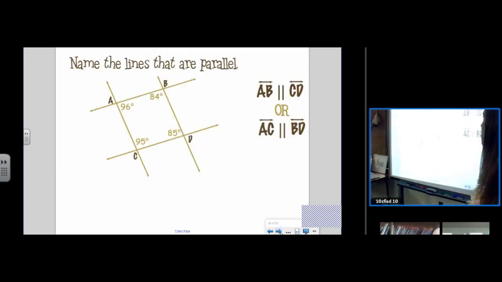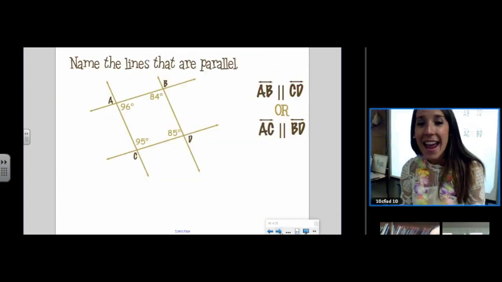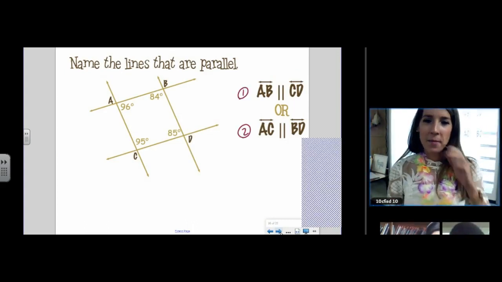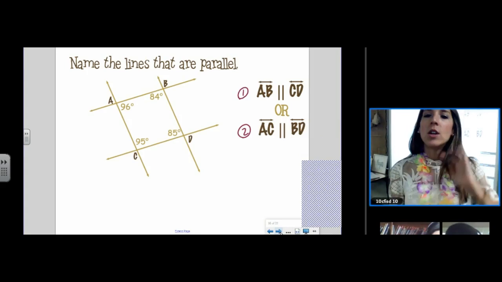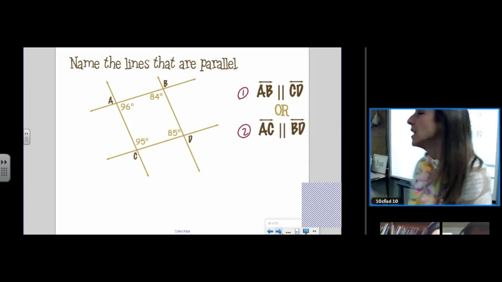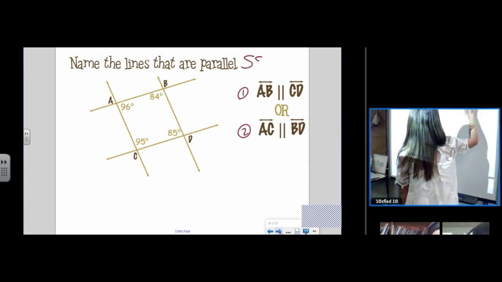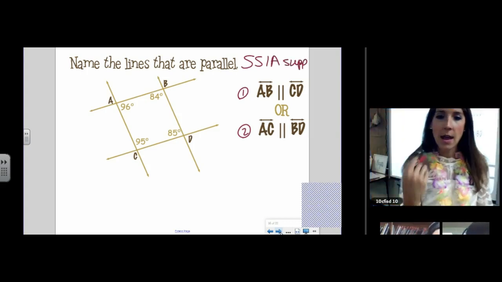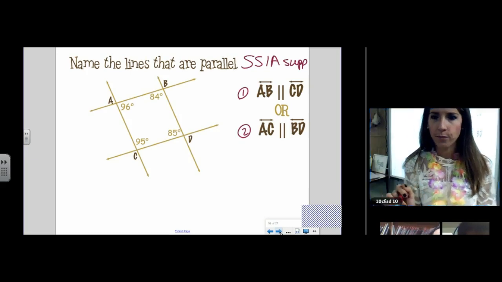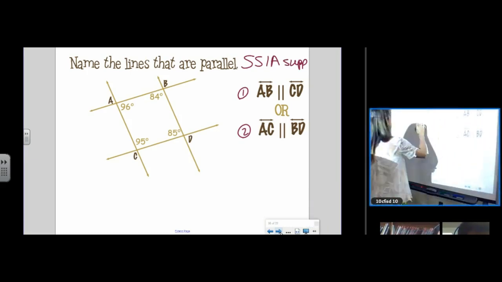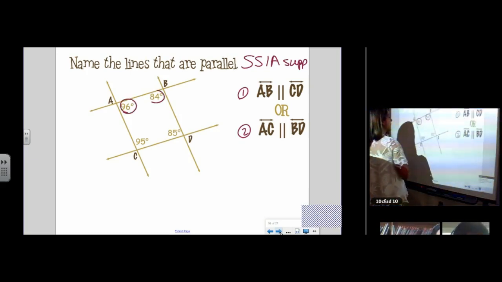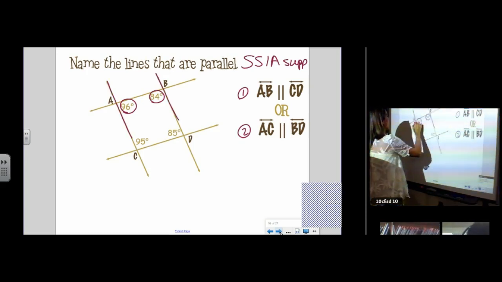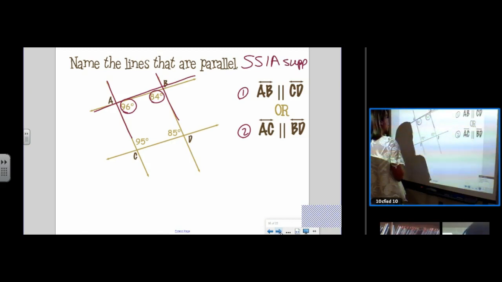All right, very last one, promise this time. Name the lines that are parallel. I'll give you a minute. Okay, we need to name the lines that are parallel. So, did you find any same side interior angles that are supplementary? Did you find some? Name the degrees. Oh, these two are. There's a pair. So which lines and which transversal make up those angles?